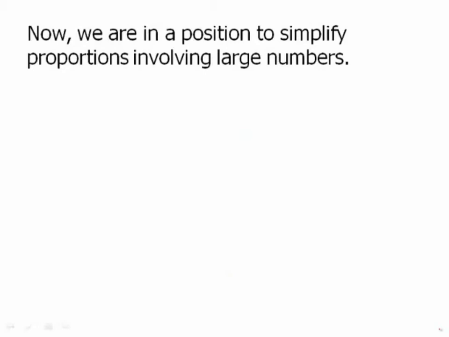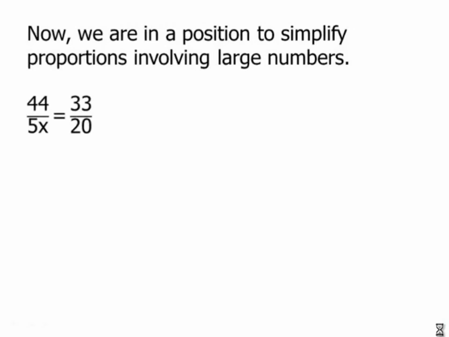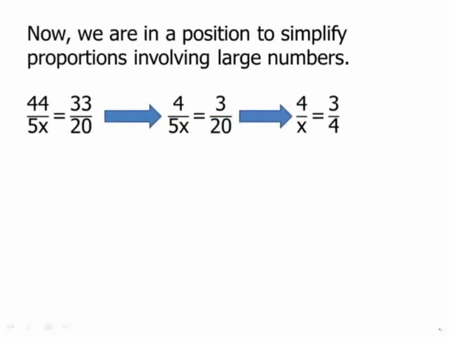Now that we have all that straight, we are in a position to simplify proportions involving larger numbers. So suppose we have this proportion. There are some large numbers in this. The first thing I'm going to do, I'll notice that in those two numerators there's a factor of 11. So I can cancel the common factor there, and that goes down from 44 and 33 to just 4 and 3. Now notice also there's a common factor of 5 in the denominator. So I'll just divide the two denominators, divide them both by 5, and I get down to this.